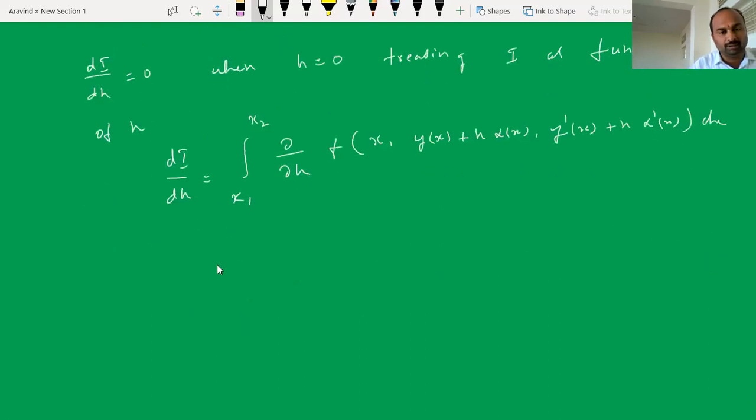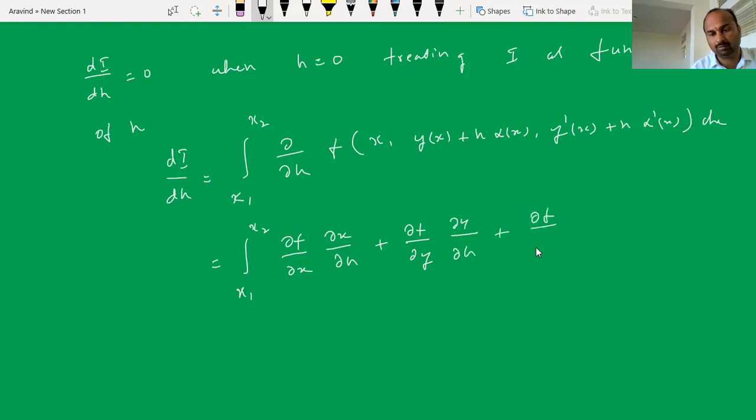Now I'll apply the chain rule. Chain rule in the partial differentiation you might have studied. So that is ∂f/∂x into ∂x/∂h plus ∂f/∂y into ∂y/∂h plus ∂f/∂y' into ∂y'/∂h. This similar type of chain rule you will study in differentiation of composite functions.